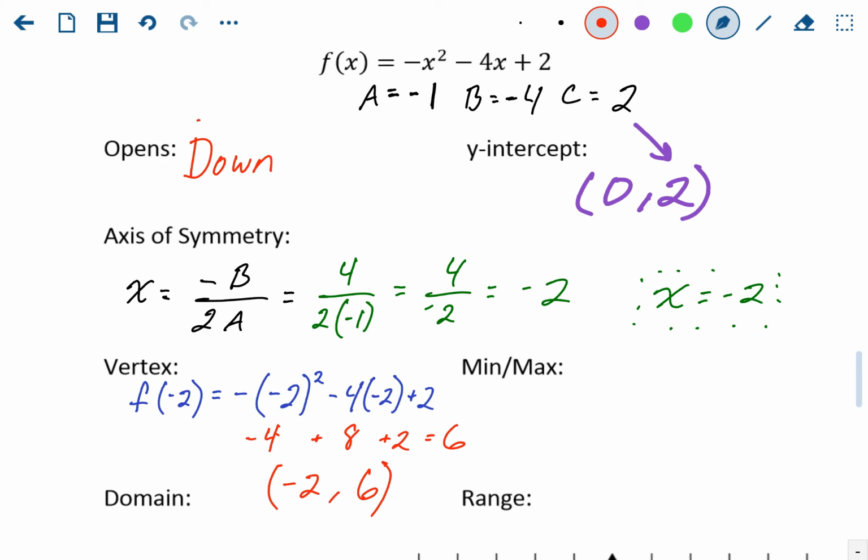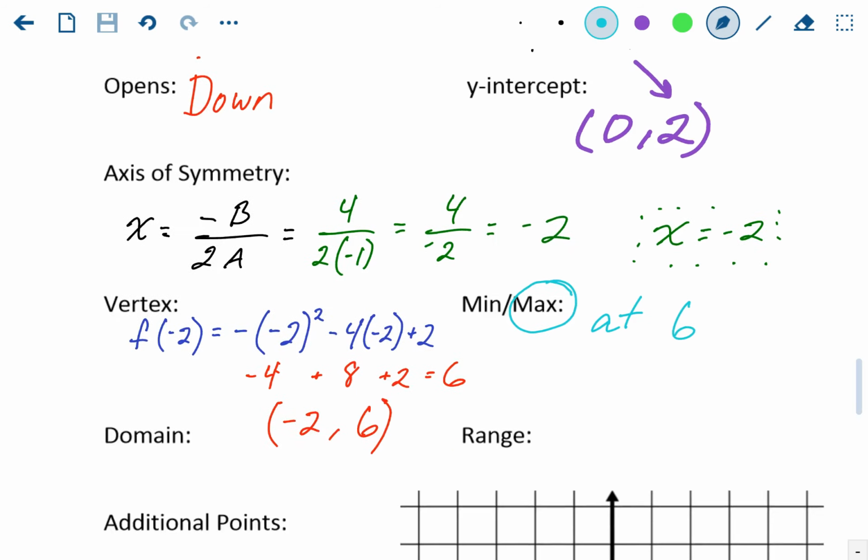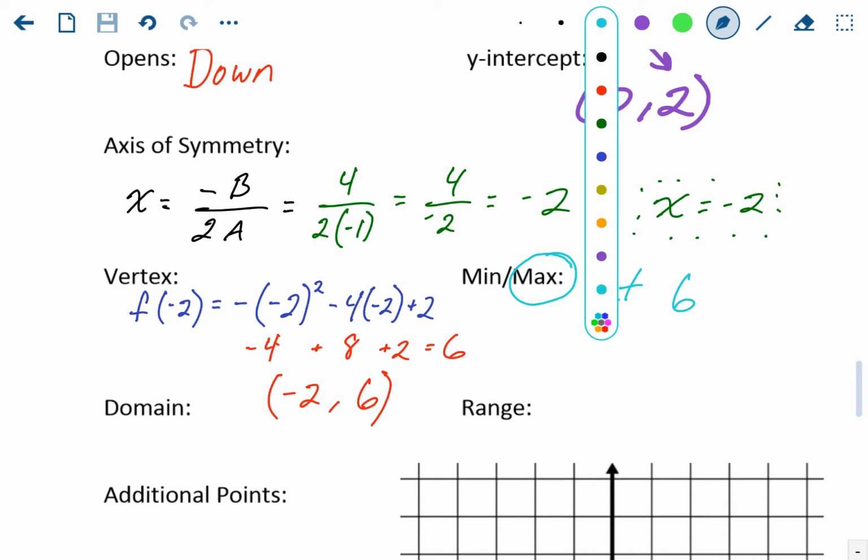Now, since our quadratic opens down and we have a vertex at negative 2, 6, that means we're going to have a maximum value at 6. So our highest output, our highest y value, is going to be 6. Again, we know that because the graph opens down, which means the vertex is going to be the highest point.